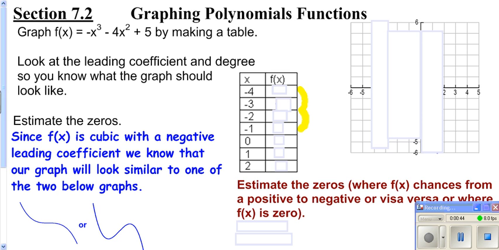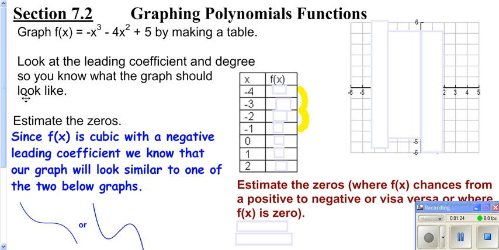The question is, does it go like this, or does it do the reverse, coming from the upper left going to the lower right? Well, since we are dealing with a negative coefficient and it's odd, it needs to come from the upper left and go to the lower right, and that's what we're showing down here. Whether it's the shape of the first one or the second one doesn't make a difference. All we know is that it's got to come from the upper left and go to the lower right. Whether it levels out or has the bump in the middle, we'll find out after we graph it.